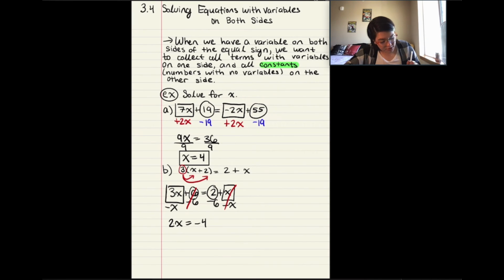And then again, we just have 2 times x, so we need to do the opposite, which is dividing by 2. Our 2's cancel, and we just have x is negative 4 divided by 2, which is negative 2.